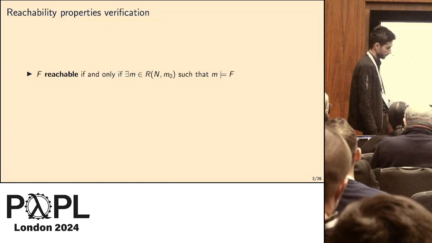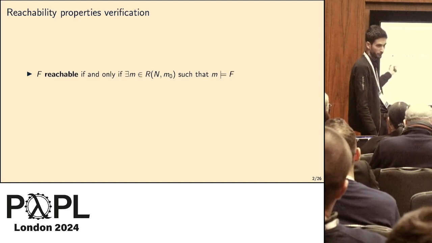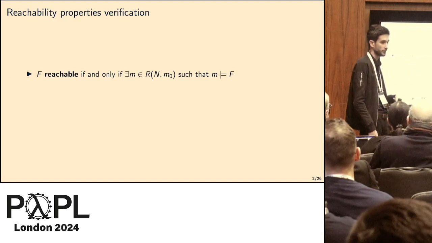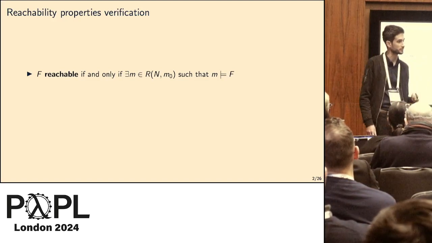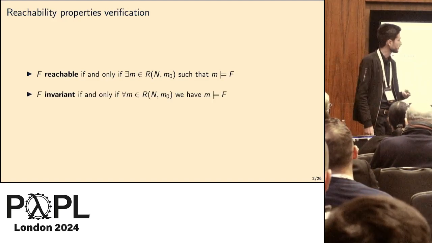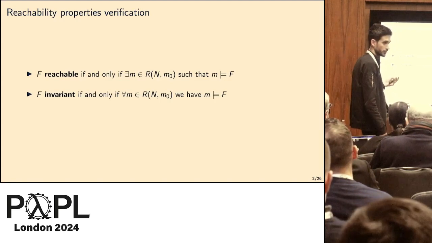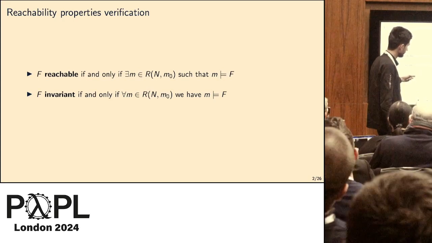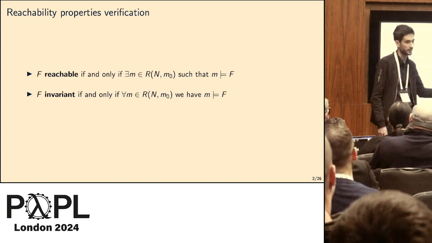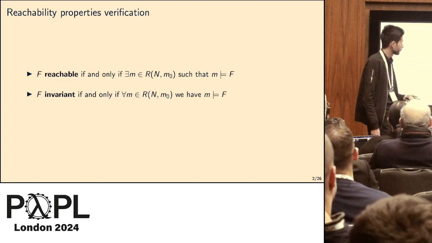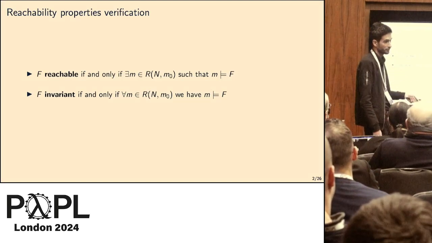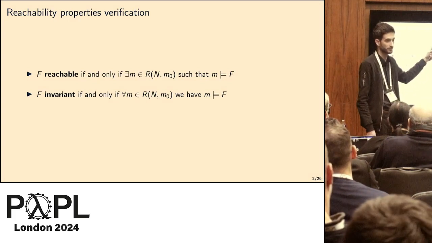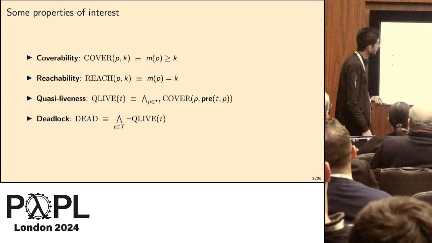The problem that we are interested in is the reachability problem. For instance, is a linear predicate f reachable, meaning does there exist a reachable marking that satisfies my predicate? The dual problem is invariance, the check of an invariant, meaning whether all the reachable markings satisfy the predicate. To check that predicate f is an invariant, we just check that it is not possible to reach a marking that violates our predicate.